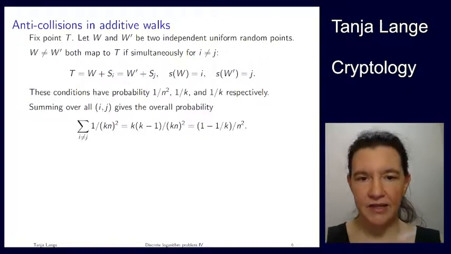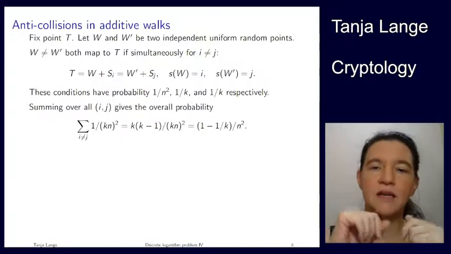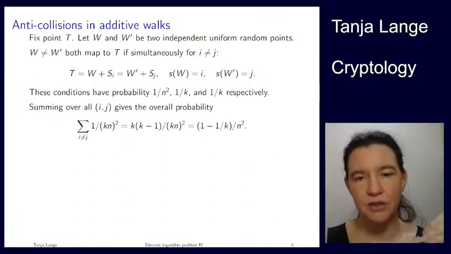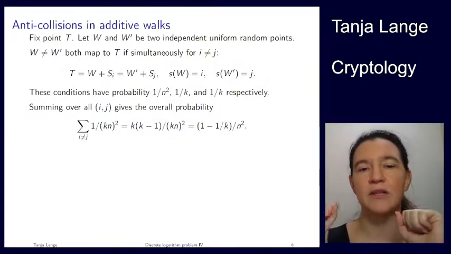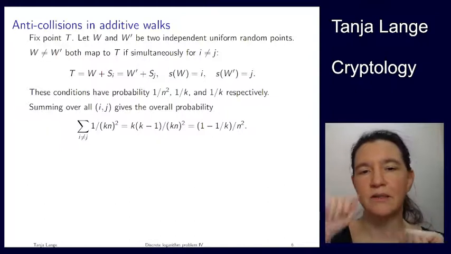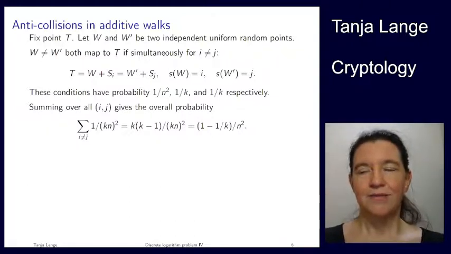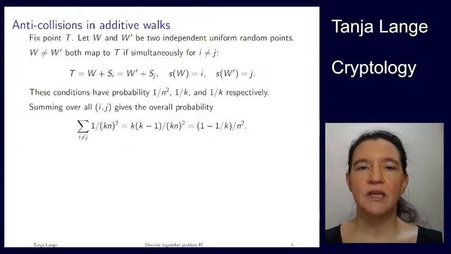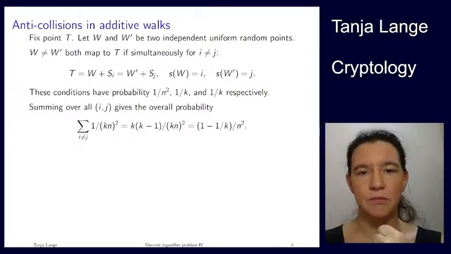Alright, so now we can cancel some k's, and I've been moving all the k's inside, so I'm keeping just the n squared in the denominator, and then the k's all go at the top, so we've been cancelling the k on the outside, and the k minus 1 turns into 1 minus 1 over k. Now, this is the probability of having a collision at this particular point t.